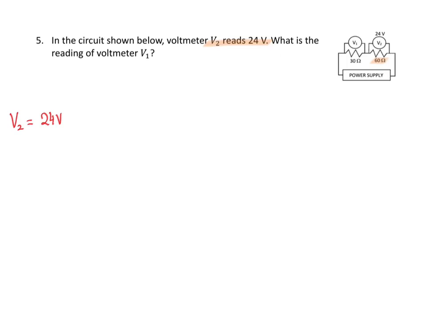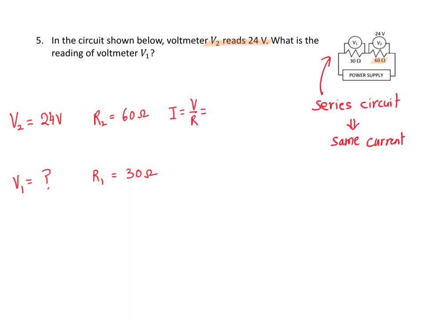Let's name them as R1 and R2 because they have named the voltages V1 and V2. So they give us V2 as 24 volt. That means R2 will be 60 ohms. V1 we don't know, we want to find, but we know what R1 is, which is 30 ohms. Now the circuit which is given to us is a series circuit, and in a series circuit the current remains the same.